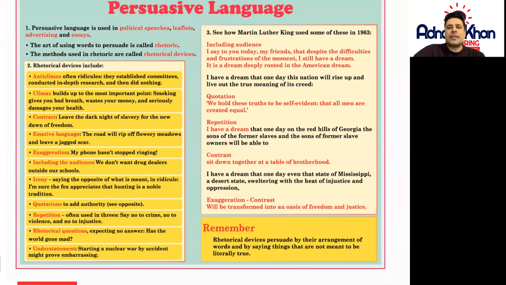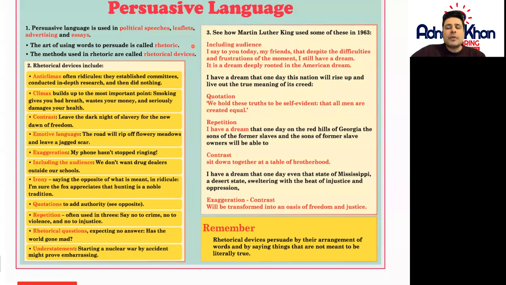Let's go through this together and give you an idea of what this actually means. So persuasive language is used in political speeches, in leaflets, in advertising, and also in writing essays. And it can also be used in debates. The art of using words to persuade is called rhetoric. The methods used in rhetoric are called rhetorical devices. Let's have a look at these one by one.